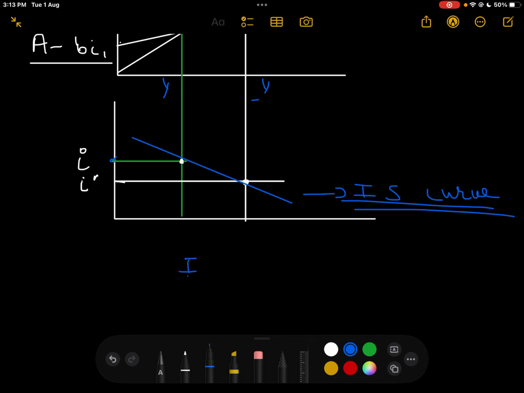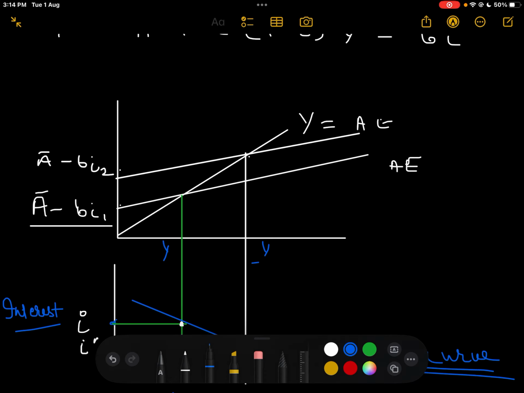So here we can write our income on the x-axis. We were initially here and then we increased to here. And here, interest. We need to label the graph also; it is also important. Now let us study when the IS curve will shift rightwards.